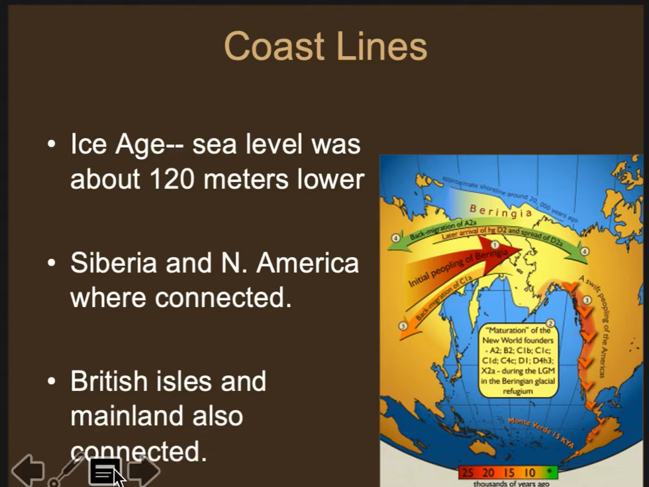Britain and mainland Europe were also connected. There was no English Channel at that point. And so one of the debates now in archaeology is, did humans come across from Siberia across this land bridge, or did they actually come hugging the coast down to North, Central, and South America? There are different theories, but it's important to be able to find the ancient coastline. What was the coastline at that period compared to today, in order to know where to look for archaeological sites.